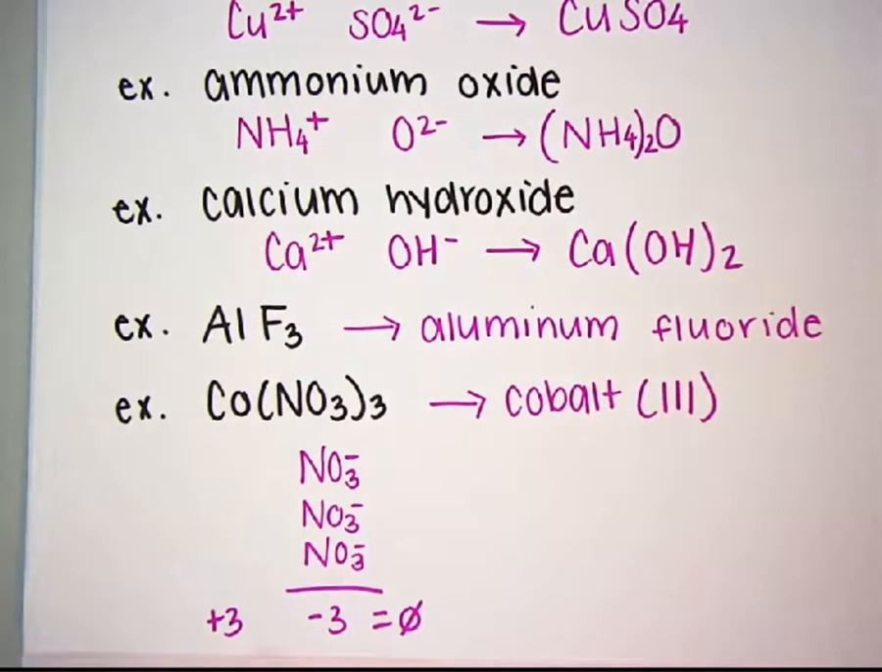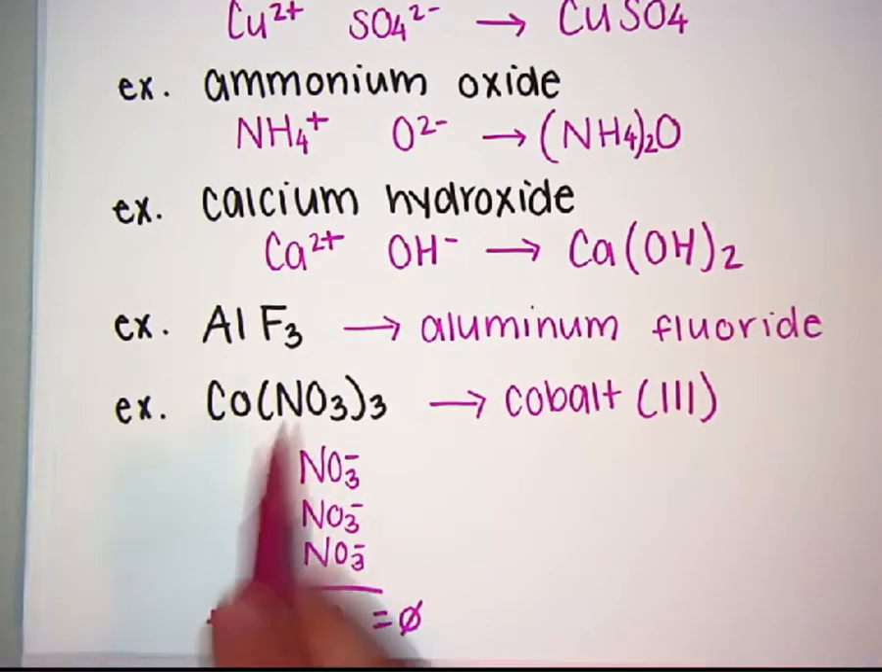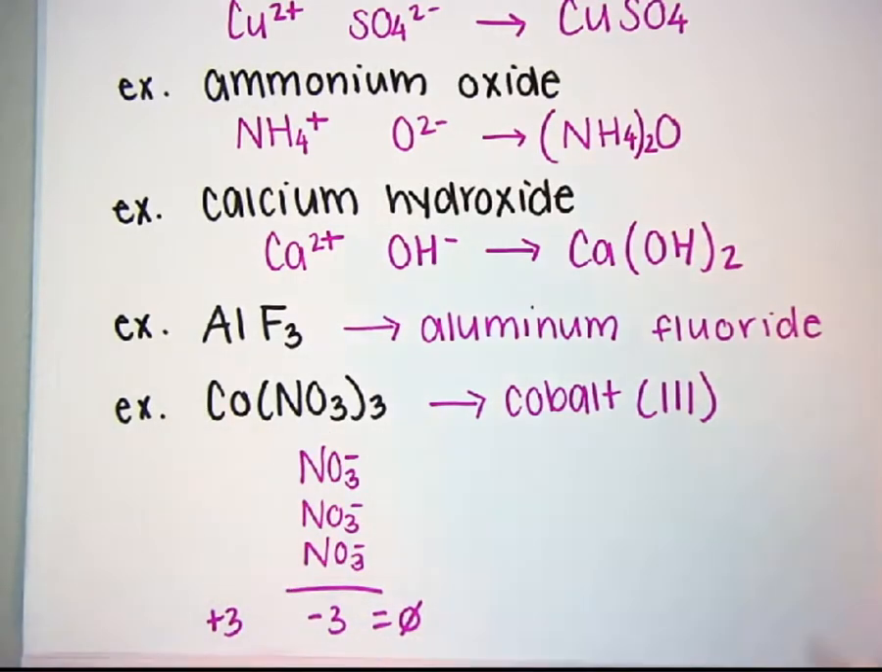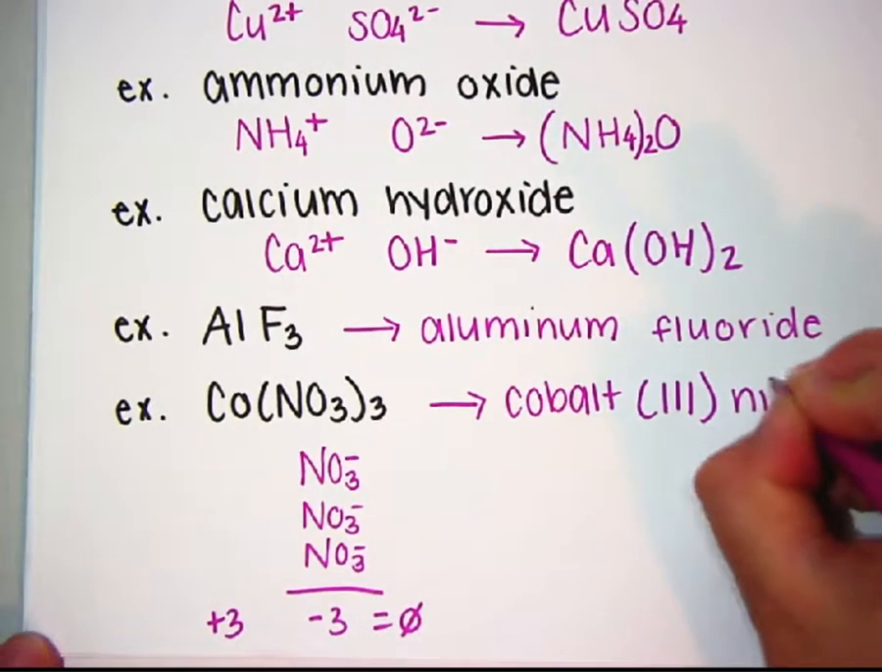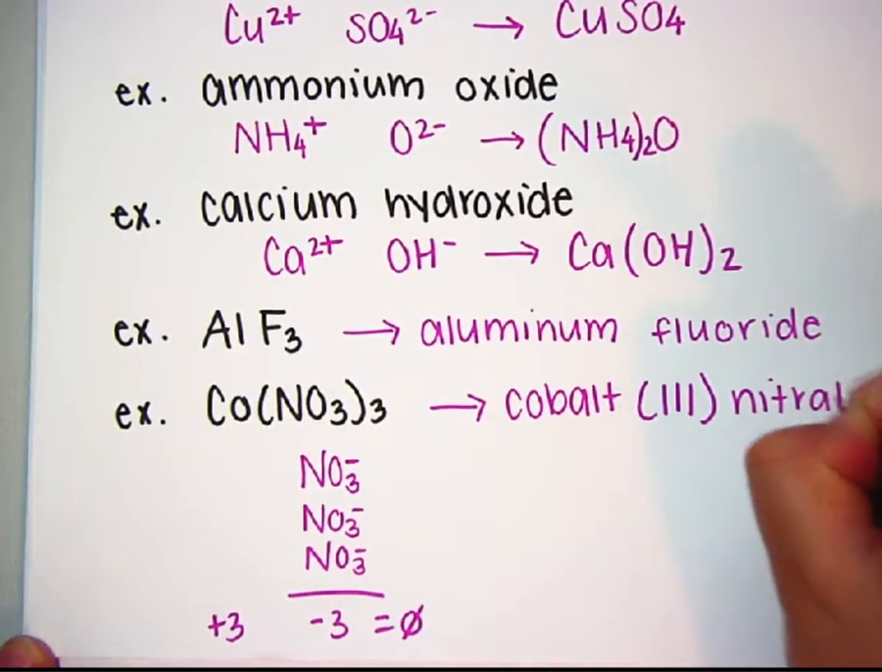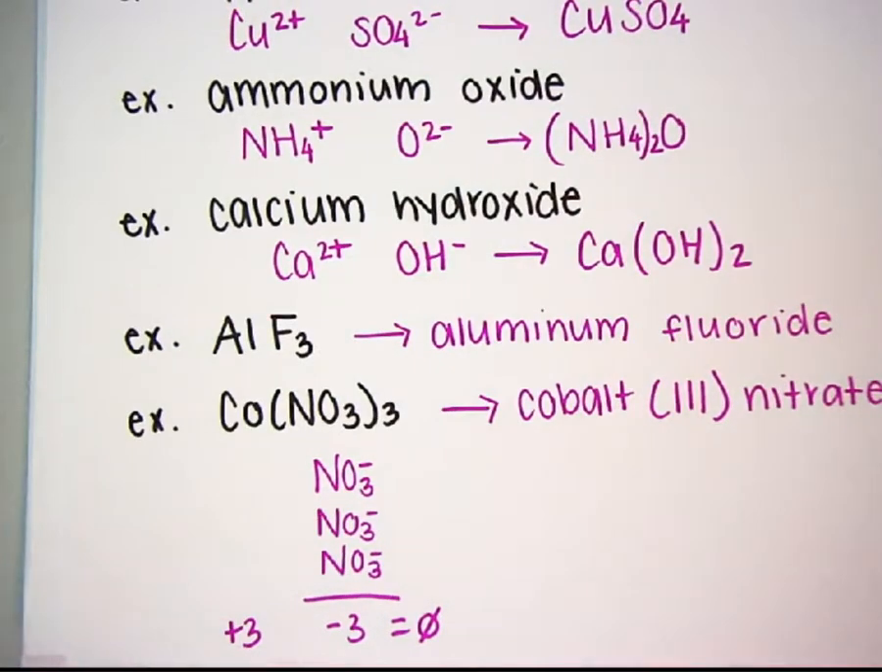Charge of the cation goes in parentheses as a Roman numeral. NO3 is nitrate. It is a polyatomic ion. We never change the names of polyatomic ions. We are just going to write nitrate as is.